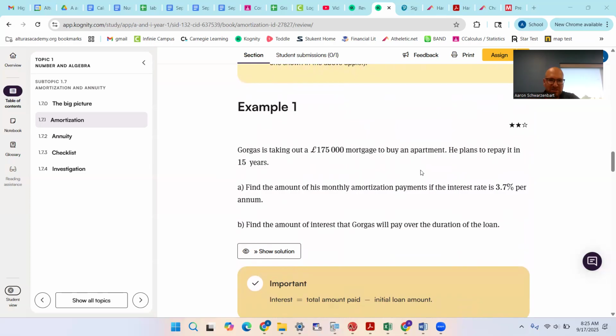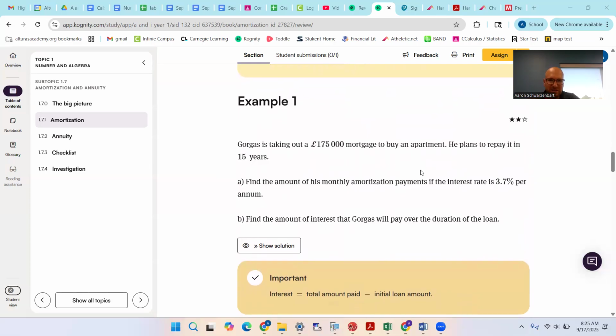So our first example, and I'll show you how to do it on the Inspire. It says Gorgas is taking out a 175,000 pound mortgage to buy an apartment. He plans to repay it over 15 years. Find the amount of his monthly amortization payment if the interest rate is 3.7% per annum. That means per year. And then we'll find the amount of interest Gorgas pays over the duration of his loan.